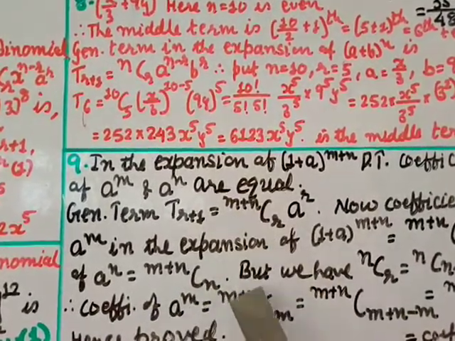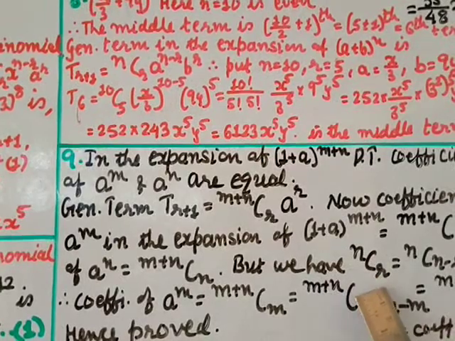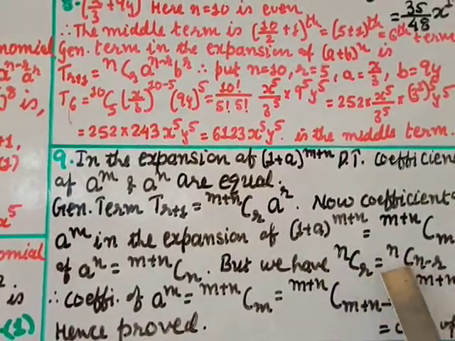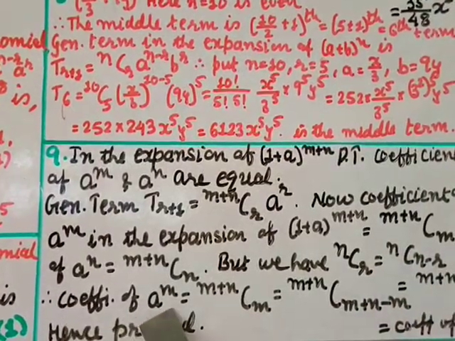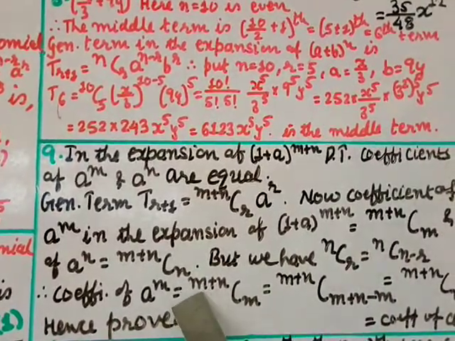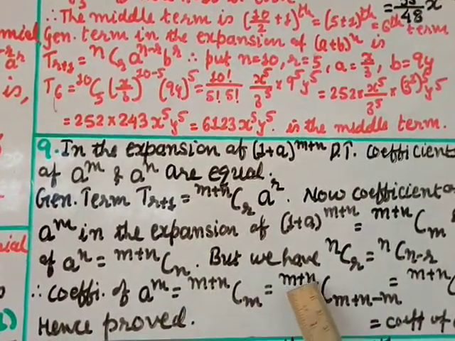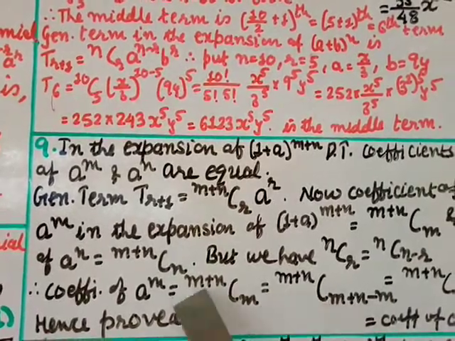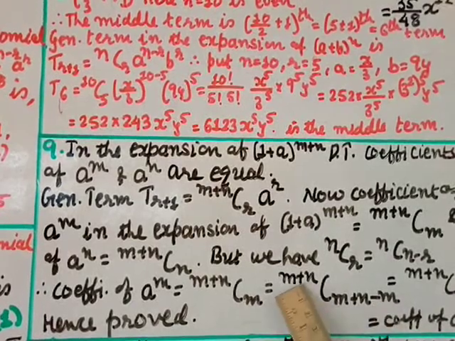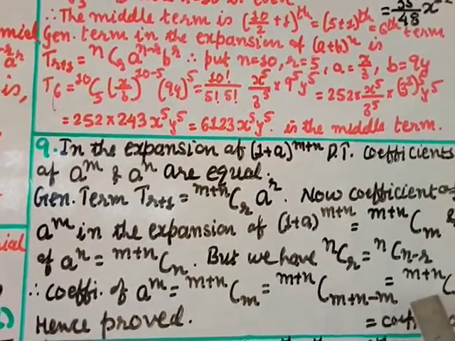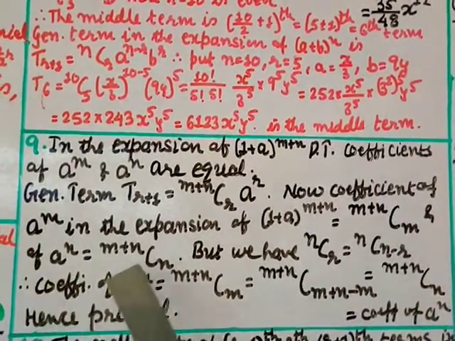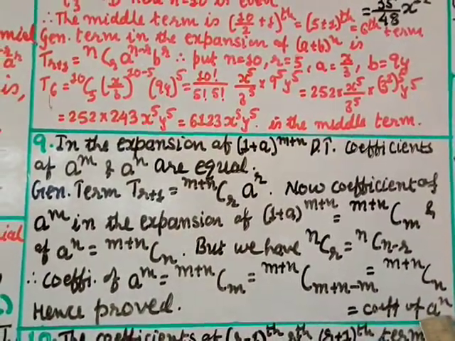But we know this formula, nCr equal to nC(n minus r). This is from chapter 7. So the coefficient of a power m equals (m plus n)Cm, which equals (m plus n)C(m plus n minus m). So m and m cancel, and you get (m plus n)Cn remaining, right? This is nothing but the coefficient of a power n. Therefore proved.